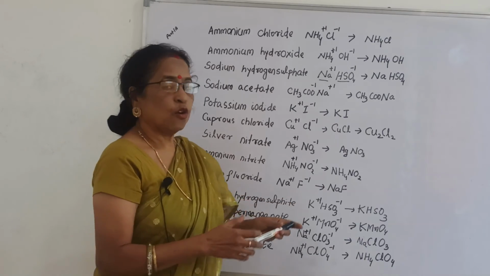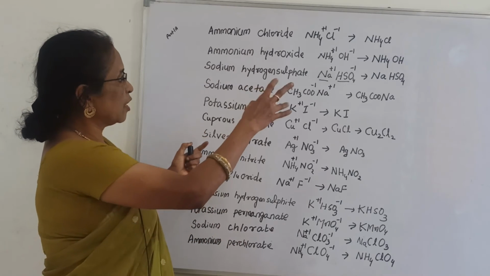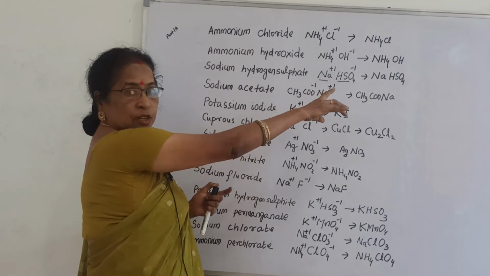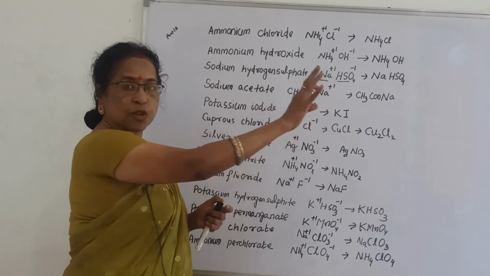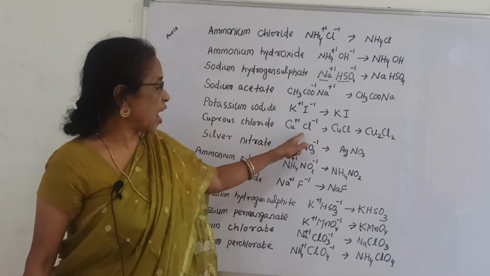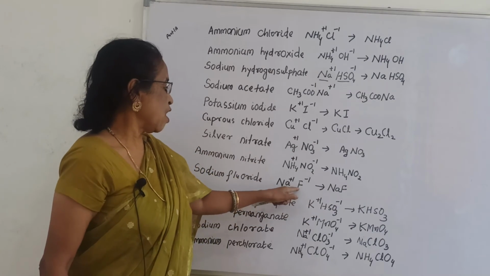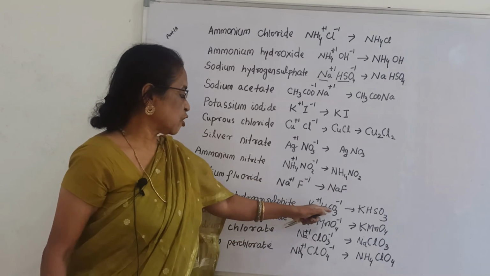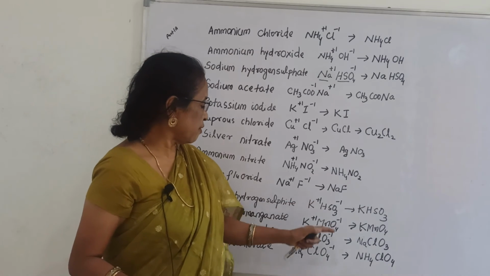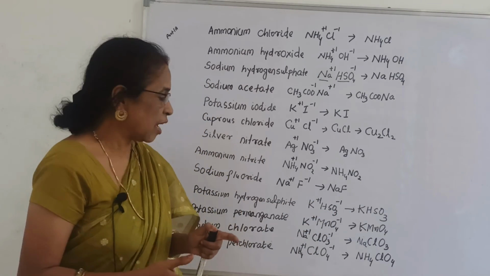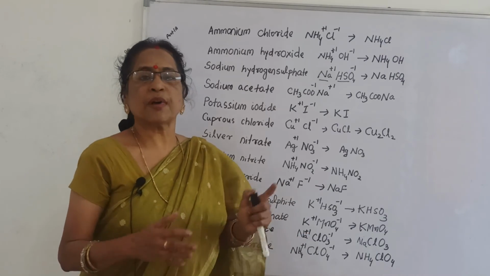So again you see only the radicals, you remember: chloride Cl minus 1, hydroxide OH minus 1, bisulfate HSO4 minus 1, acetate CH3COO minus 1, iodide I minus 1, chloride Cl minus 1, nitrate NO3 minus 1, nitrite NO2 minus 1, fluoride F minus 1, HSO3 minus 1, either you can say bisulfite or hydrogen sulfite, MnO4 minus 1 permanganate, ClO3 minus 1 chlorate, ClO4 minus 1 perchlorate.